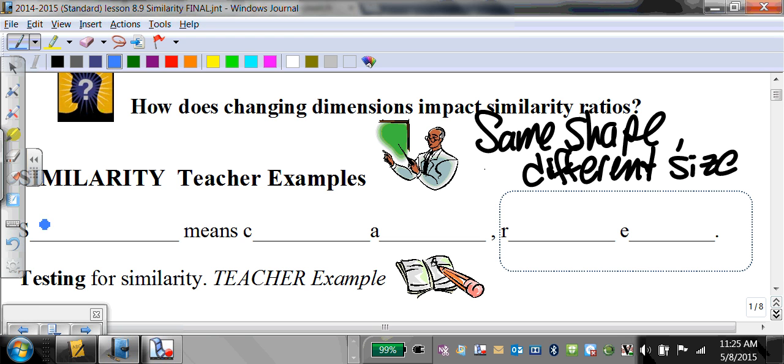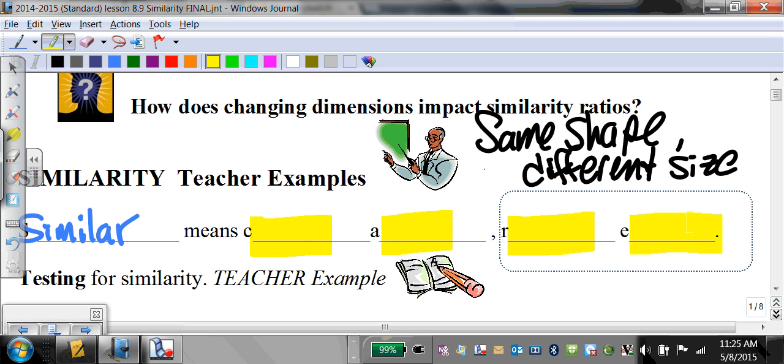And I'm going to start it for you. Similar means... Try to fill in those four blanks by yourself. It's the technical definition of similarity. Try to fill in those four blanks from memory.